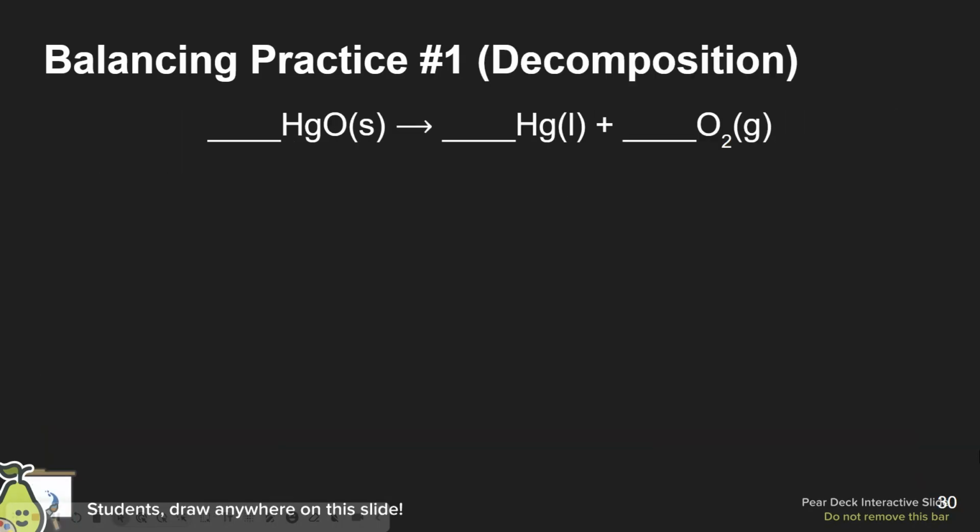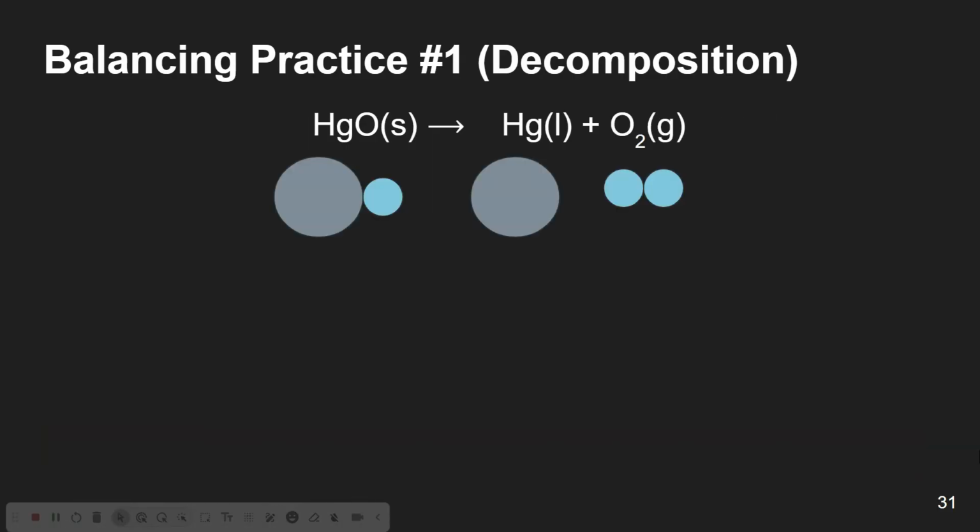Hopefully you said decomposition. Okay, so we are trying to come up with the coefficients that belong in front of these substances. So I would start with some particle diagrams for just a little visual. You could do a table. Here's a visual for you if you want to look at mercury 2 oxide giving way to some mercury and some oxygen. We can see that the mercuries are out of balance.